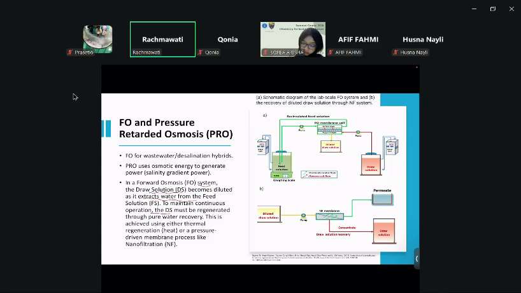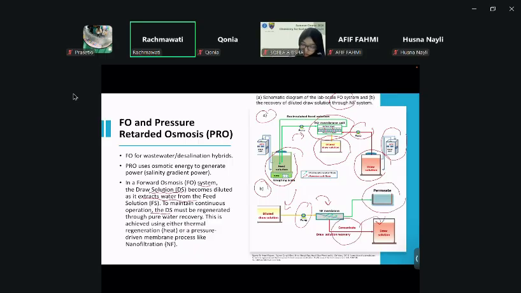So this is a schematic diagram of the lab scale forward osmosis system for A, and then B here is the recovery of diluted draw solution through a nanofiltration system. So in the beginning, you have a feed solution, you have a pump here, you have a membrane cell, you have a diluted draw solution, and then you also have a pump over here, and this is the draw solution also, and this is the water bath. And then for the diluted draw solution here, you have another pump, and then you use the nanofiltration membrane. You will have a permeate, and you will have a concentrate, which becomes the draw solution.